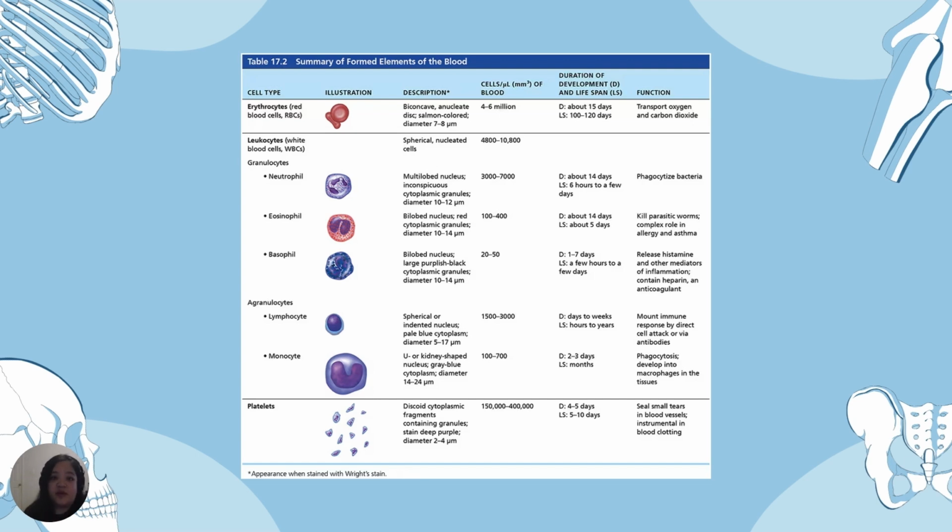So we talked about the different types of blood cells. We have erythrocytes, which are the red blood cells. We have leukocytes, which are the white blood cells, and thrombocytes, which are the platelets.